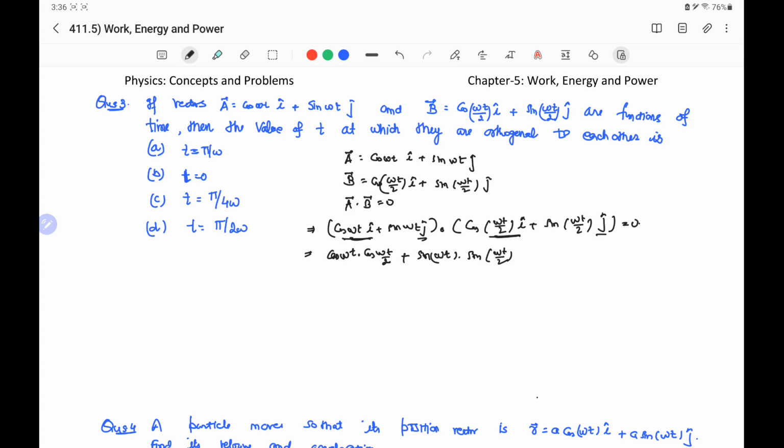And the dot product of different unit vectors like i dot j or j dot i will be 0, because the angle between them is 90 degrees and cos 90 is 0. So we will have this quantity as 0.